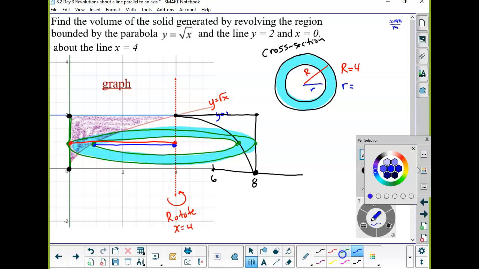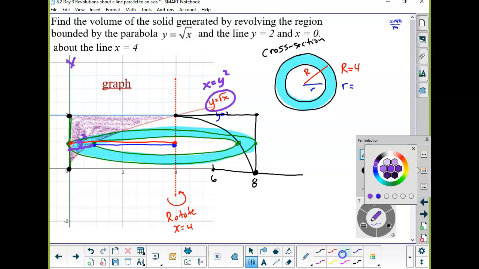In years past, this is a spot where I felt like some kids lost what we were thinking. Here's what we know. This is the y-axis right here. The distance from the y-axis to the curve itself is the equation. So this purple line that I just drew is the equation, but it's the equation written in terms of y. So y has to be in the equation. So the purple length right here is really y squared.